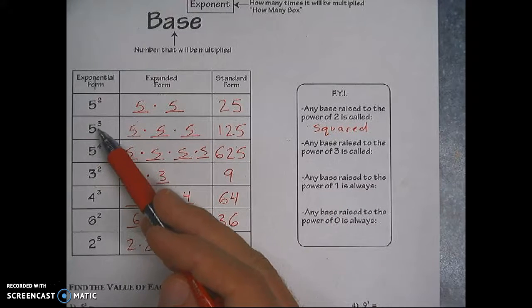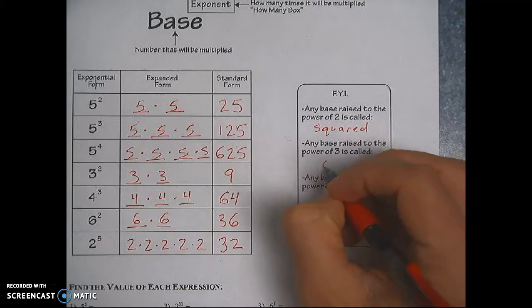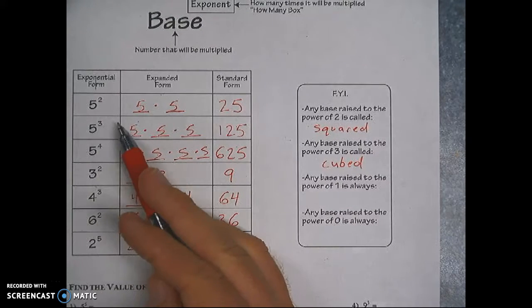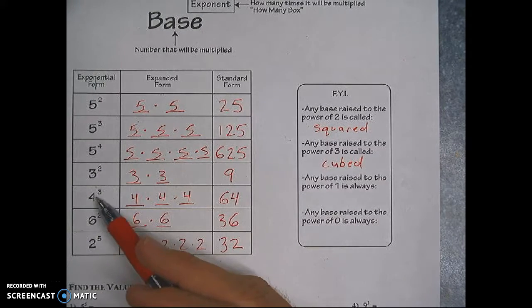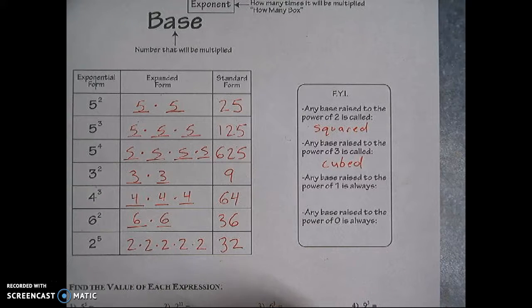So instead of 5 to the third, just waiting to see if you remember, it's cubed. So instead of saying 5 to the third, I can say 5 cubed. Instead of 4 to the third, I can say 4 cubed. And we know that's a 3 as the exponent.